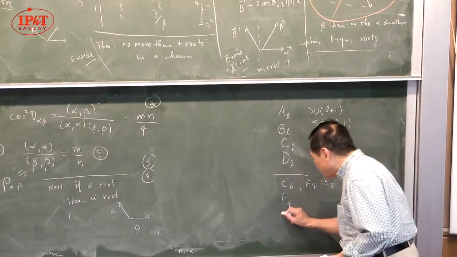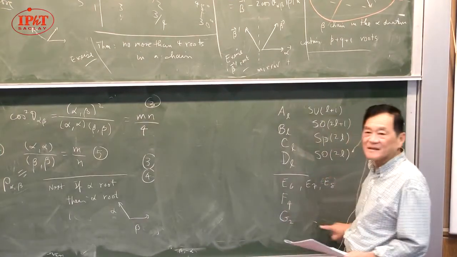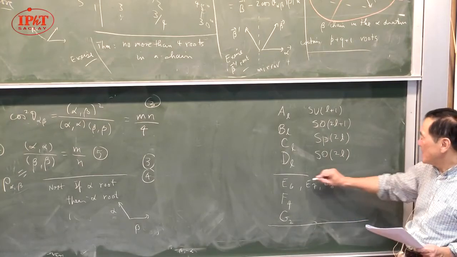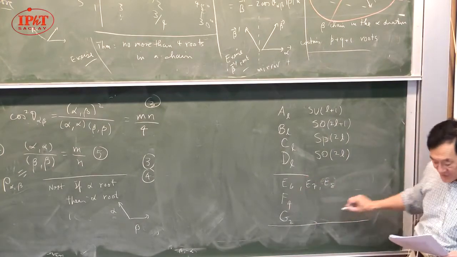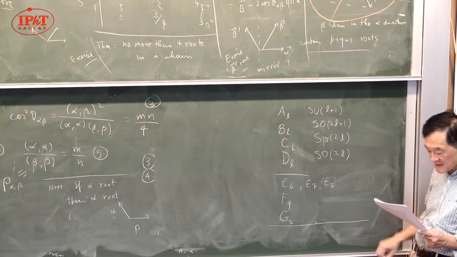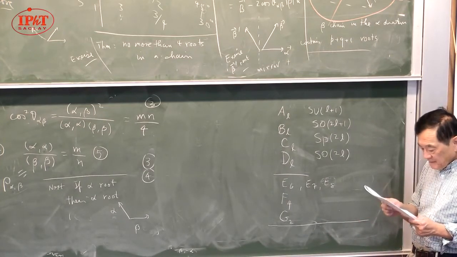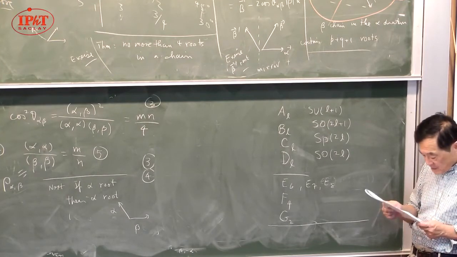And then they discovered G2. And that's it. That ends Cartan's classification. I probably will not have time to go over the exceptional algebras. These are called the exceptionals.